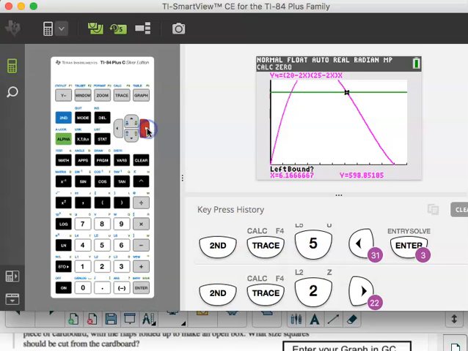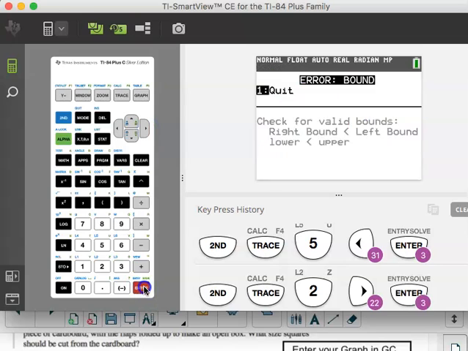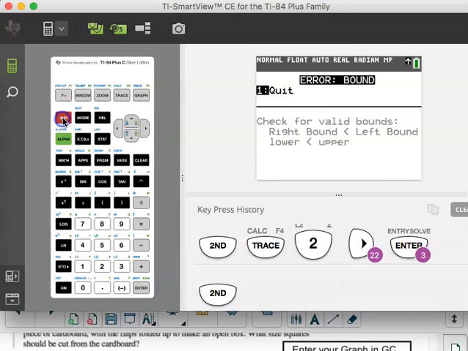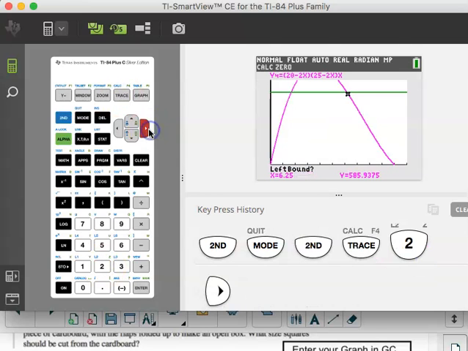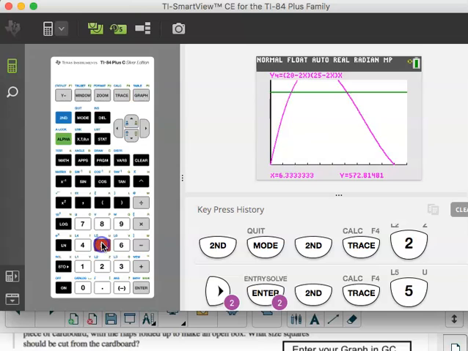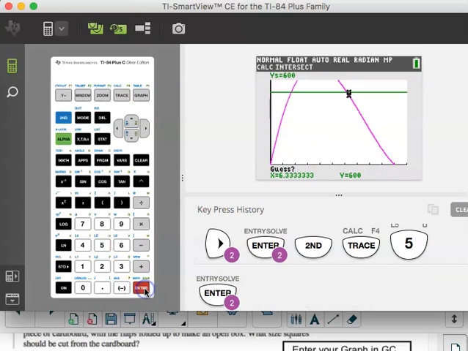There it is. Enter, enter, enter. Uh-oh. Try that again. Second trace, number 2. Blinky should be over there. Probably too close to the intersection, so it was freaking out. Well, if I hit number 5 instead of number 2, then I'll be better off. There we go.